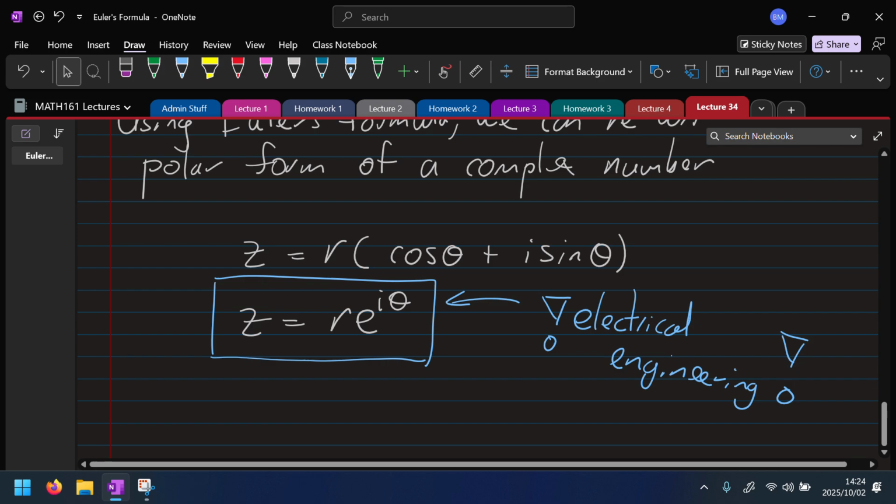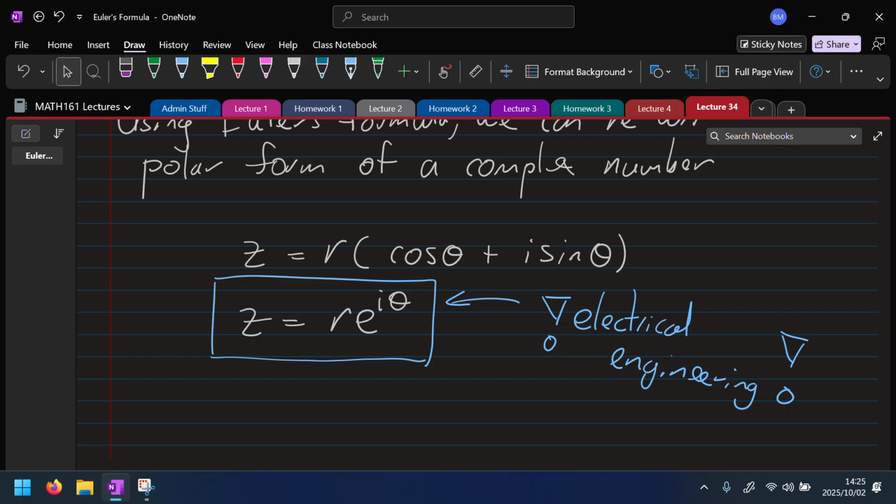Okay, and then the electrical engineers in the class, please put an exclamation mark there. You will be using this heavily later on. Okay, I've got a special sub-chapter just for you guys. Okay, so please put a box around this form of a complex number being some r e to the i theta. You'll use that quite a lot later.